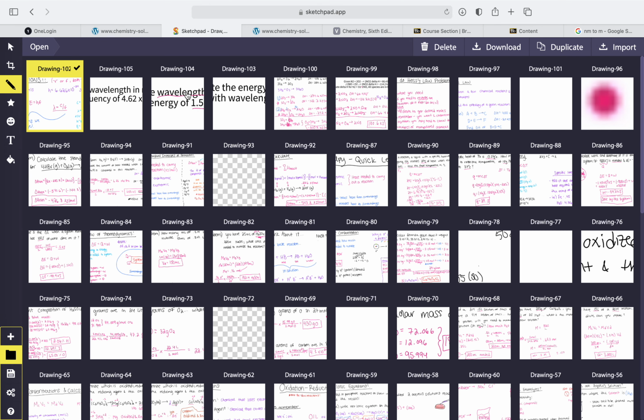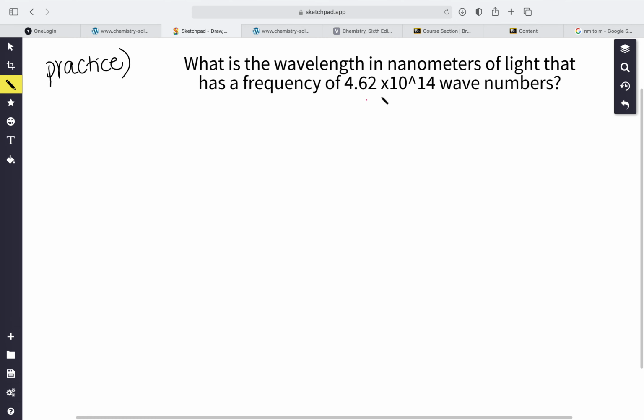Okay, so on to the first problem. Let's do this problem here. It says, what is the wavelength in nanometers of light that has a frequency of 4.62 times 10 to the 14th wave numbers? So again, wave numbers, we're going to just say that that's frequency in hertz, because that's what frequency is usually.